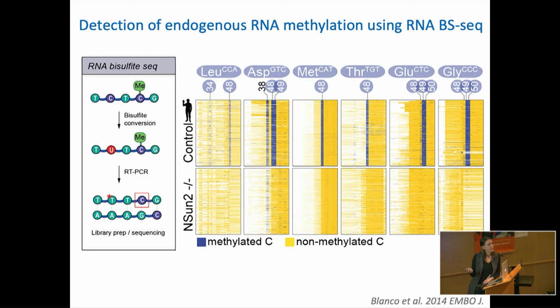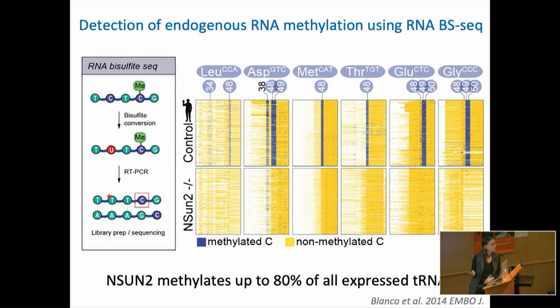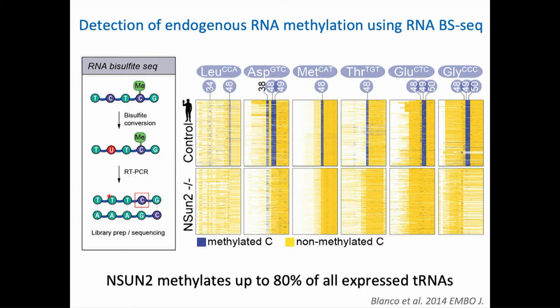What I would like you to remember from this slide is that this is not a rare modification. When we started off, the idea was that you methylate probably 1 or 2 tRNAs. That is not the case. We have done it in many, many different tissues and cells, and in a best case scenario, up to 80% of all expressed tRNAs will carry this modification in the variable loop. So it's a very, very common modification.